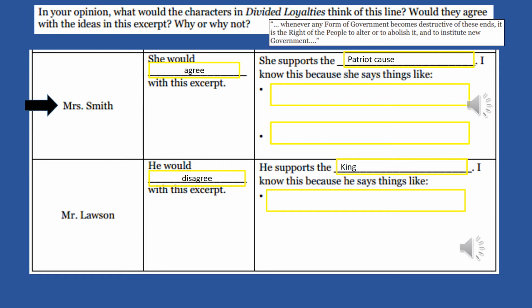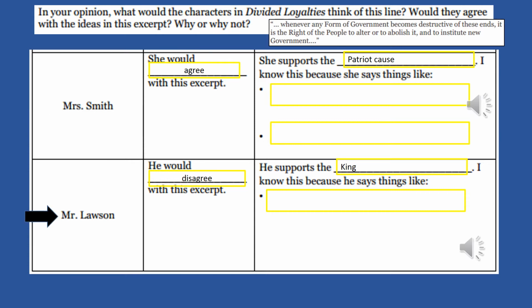Mrs. Smith. She would agree with this excerpt. She supports the Patriot cause. I know this because she says things like blank and blank. You go back to the text where you see Mrs. Smith in the Barton store and write down things that you know she said that show she supports the Patriot cause.